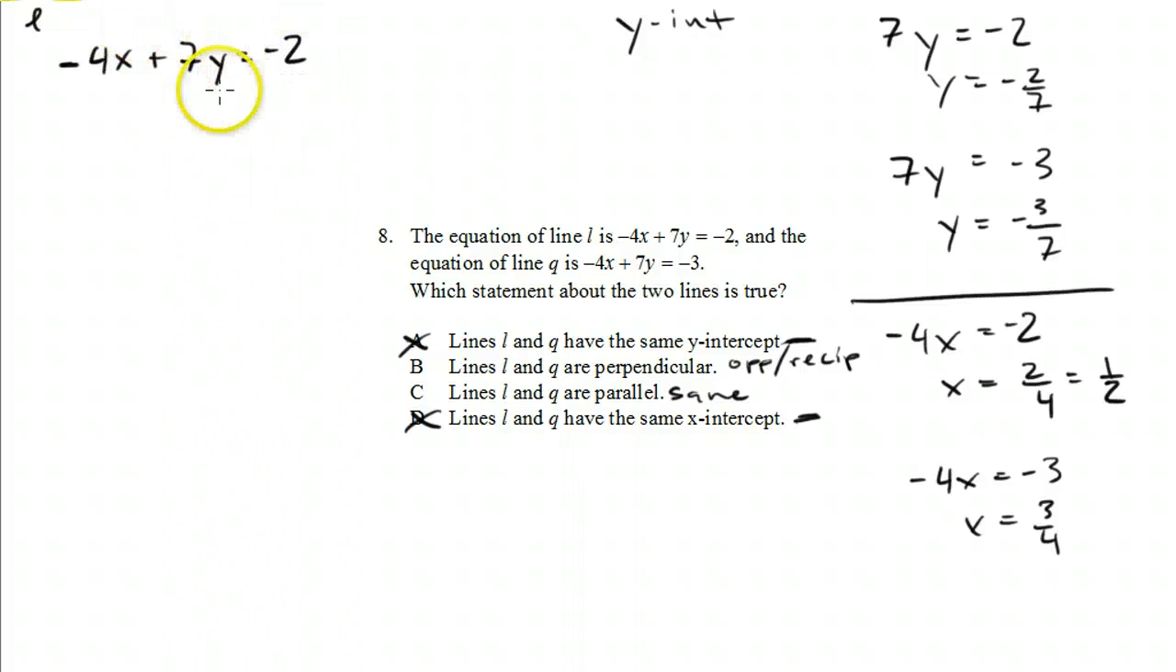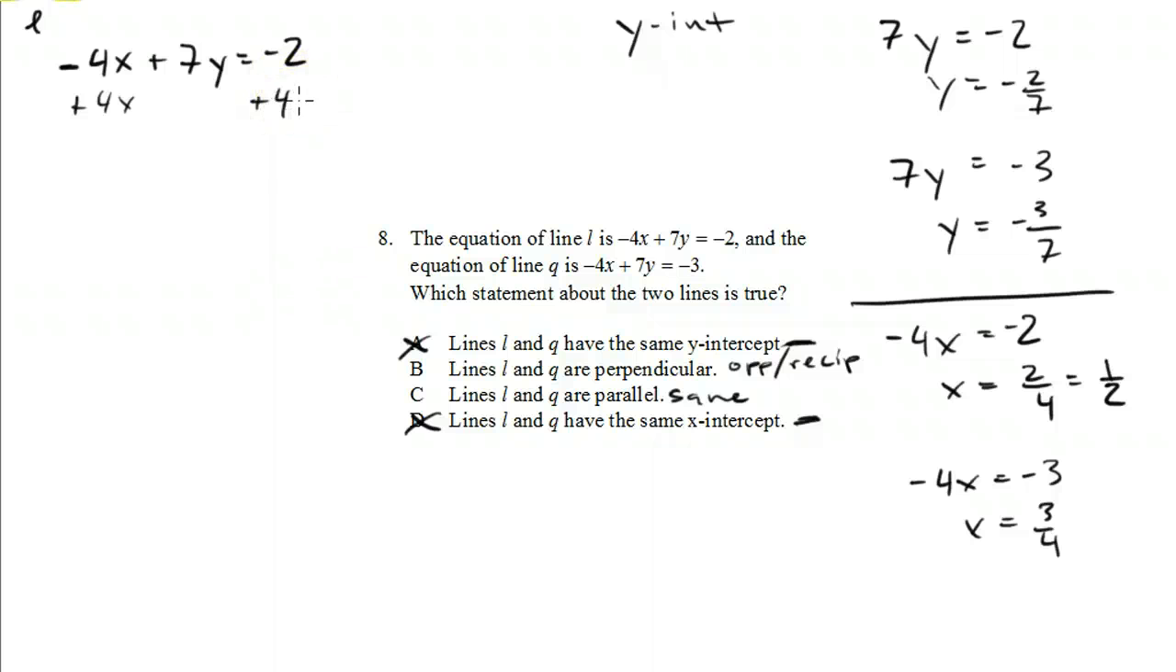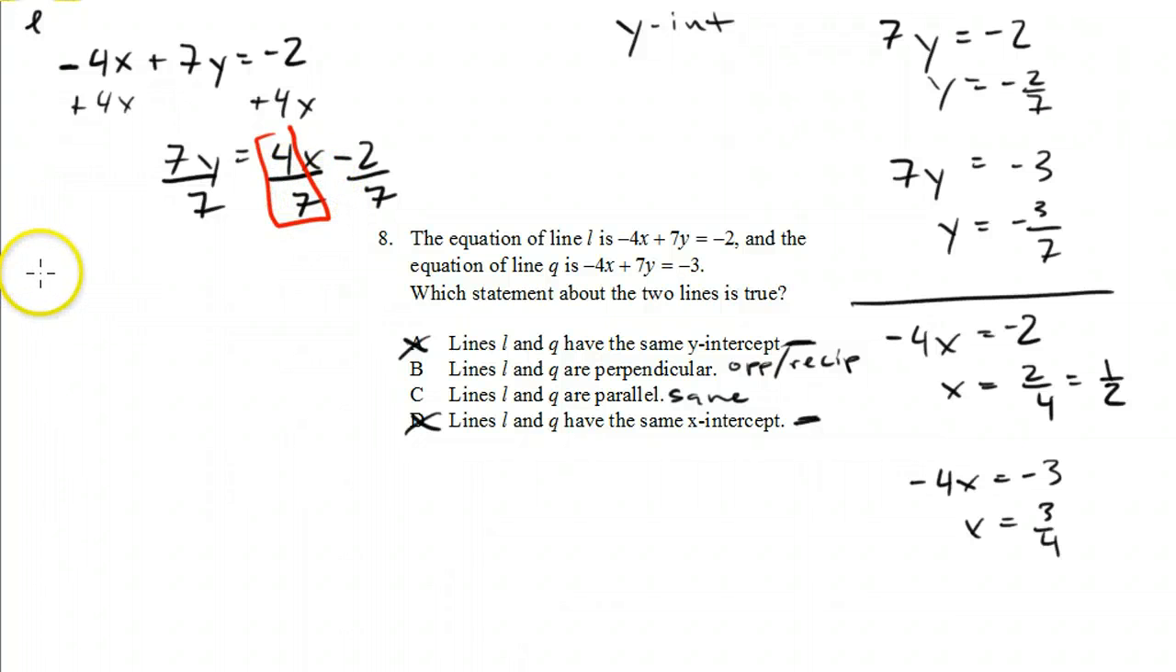So let's start with line L. So how do I put in slope-intercept form? We get y by itself. So first thing I'll do is move this x term by adding it. And I get 7y is equal to 4x minus 2. And then to put in slope-intercept form, we need to get y by itself, so I'll divide by 7. And this is the step I'll stop at because I can see once I divide by 7, my slope is right in front of the x: 4 over 7.